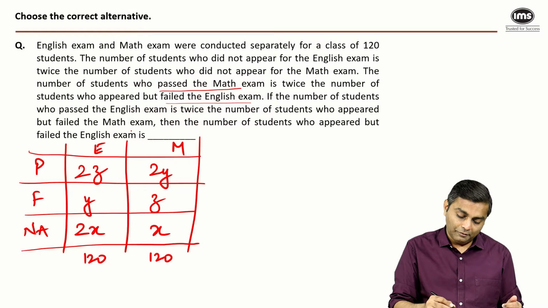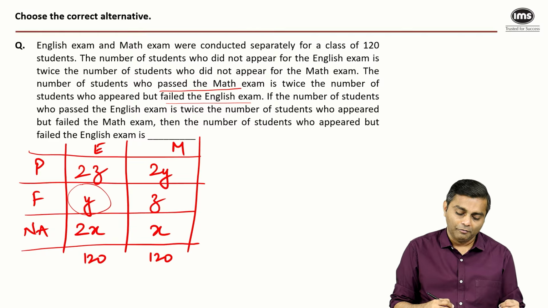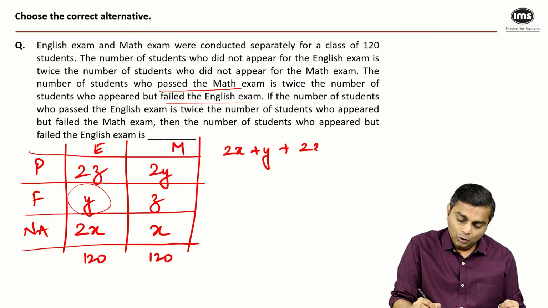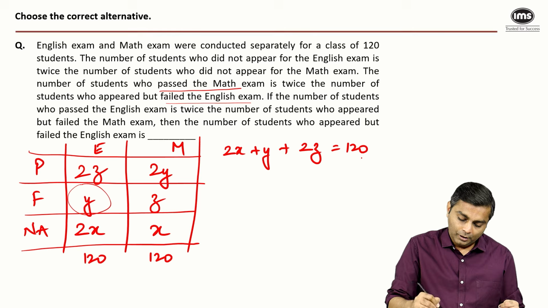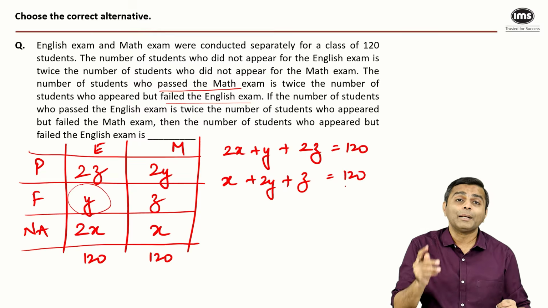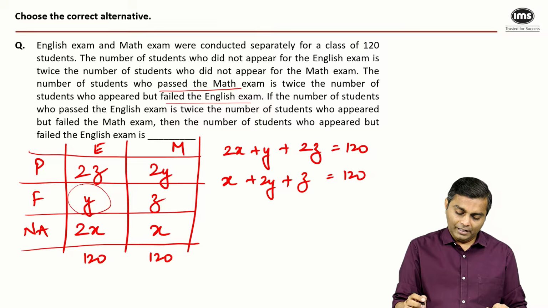Yeah, that's about it. What are we trying to find? The number of students who appeared but failed English. So, English failed is what we are trying to find, which means we want the value of y. Okay. So, the two equations that we get from here are 2x plus y plus 2z is 120. The other equation that I get from here is x plus 2y plus z, which is also equal to 120. Remember, we are trying to find y. There is no point finding out x and z. Okay, we are trying to find out y.